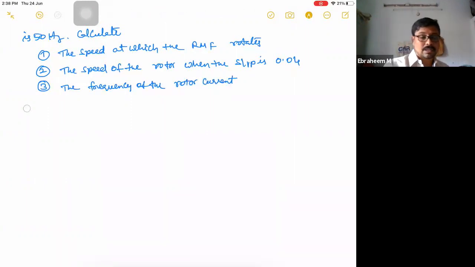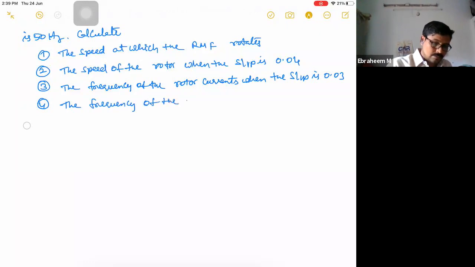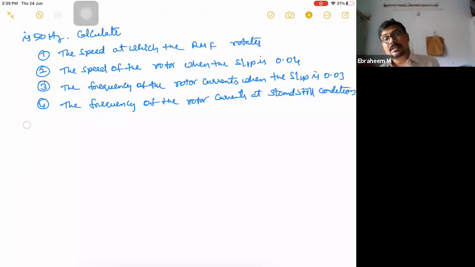The frequency of the rotor currents when the slip is 0.03. The fourth one, the frequency of the rotor currents at standstill. And in the standstill condition, what is the frequency of the rotor?